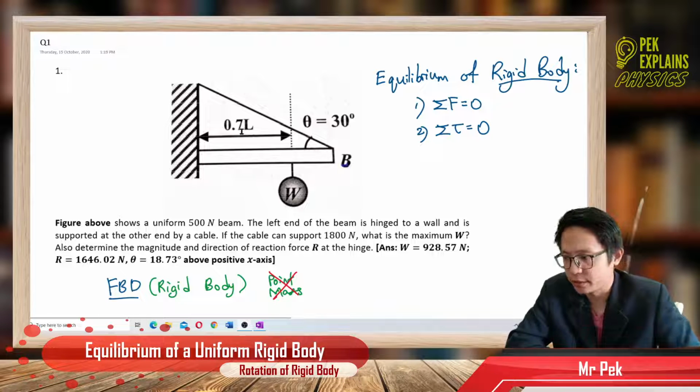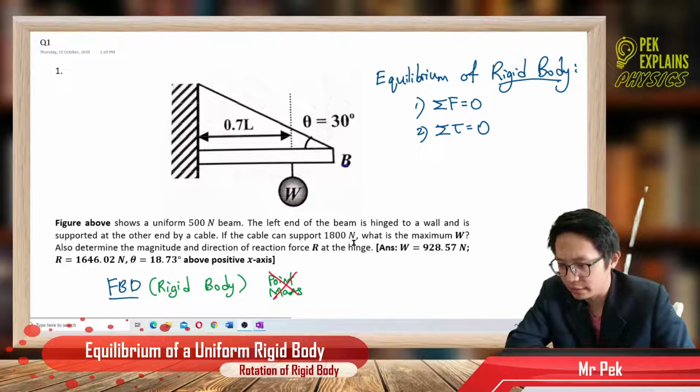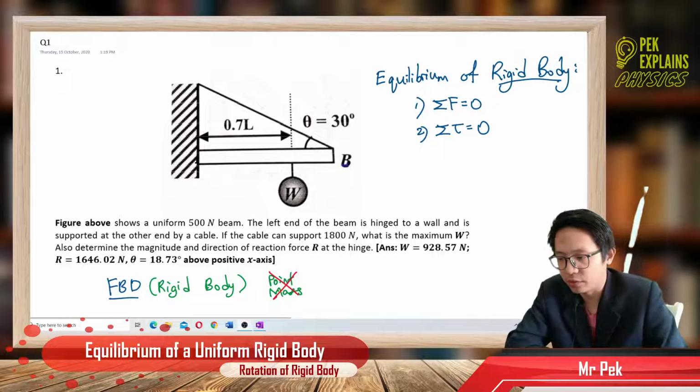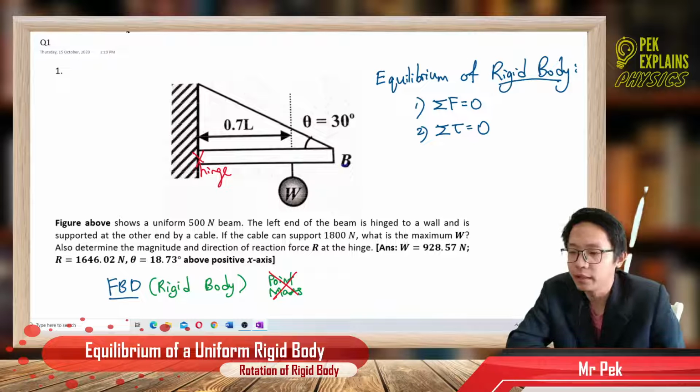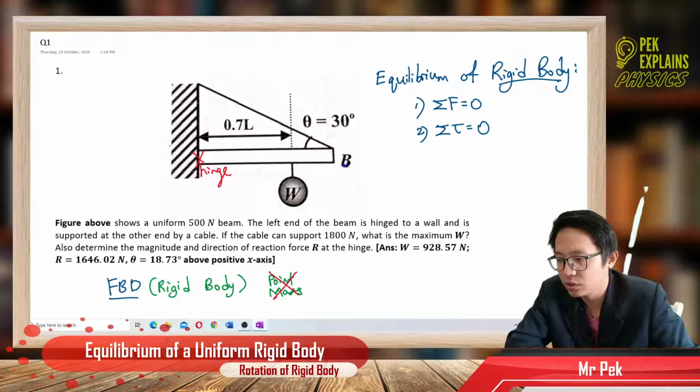Let us read the question. The figure above shows a uniform 500 Newton beam. The left end of the beam is hinged to a wall and is supported at the other end by a cable. If the cable can support 1800 Newton, what is the maximum weight? You see, the weight is here. Also determine the magnitude and direction of the reaction force R at the hinge. The hinge is over here. Okay, so in fact, I need to draw it out. Here is the hinge, and we need to find the reaction force at the hinge.